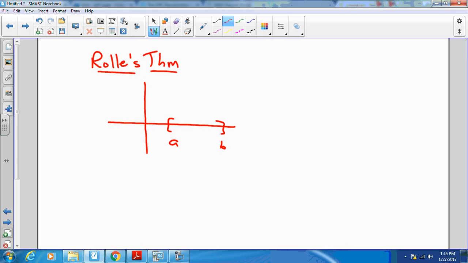All right. Now, here's the first condition I want you to impose. I want you to pick a value for f of A and f of B and make it the same value. So our first condition is that I want f of A to equal f of B.